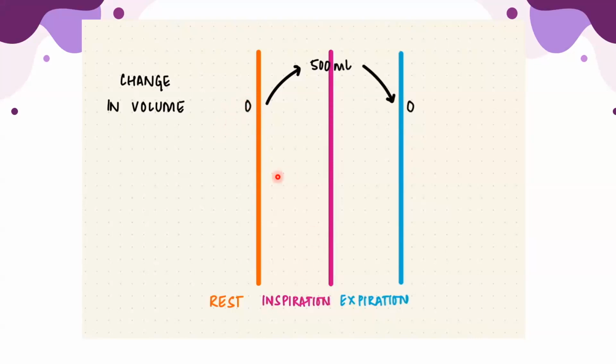During inspiration or inhalation, that volume is going to increase by 500 ml, okay? So it's going to go from 0 to +500. During exhalation, we're going to exhale that 500 ml of air, so it's going to go back to 0.